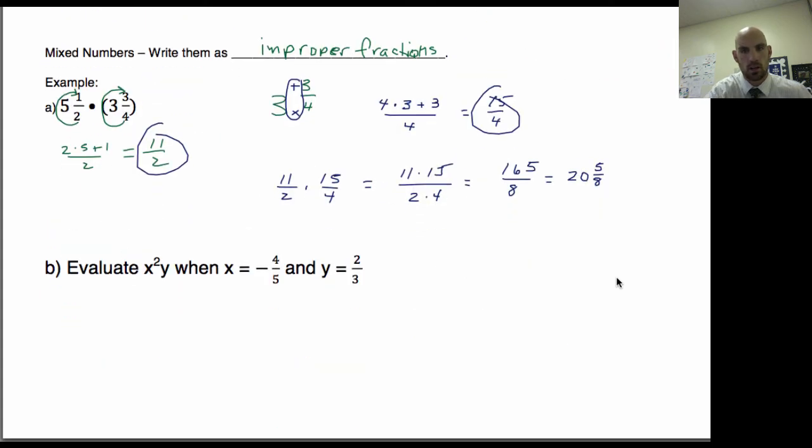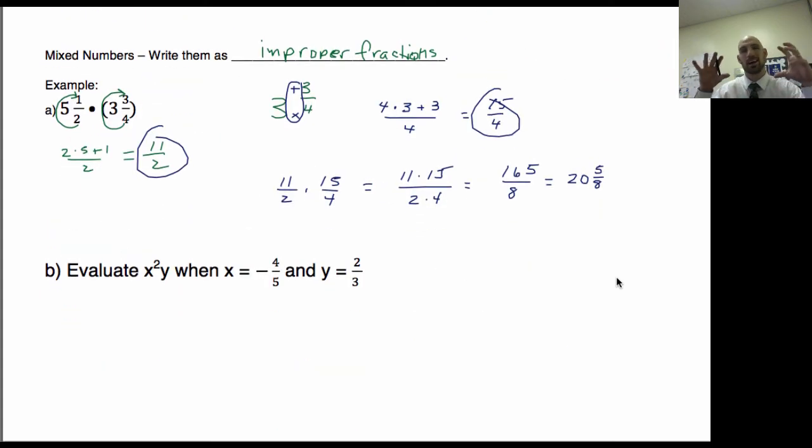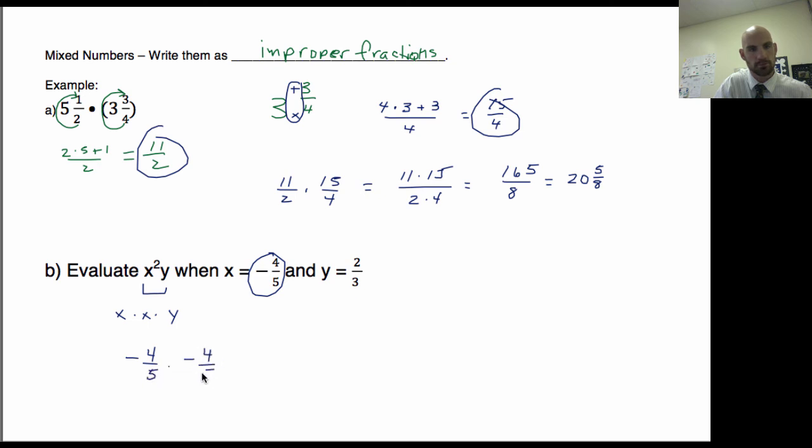Multiply tops and bottoms. Let's do a little bit of algebra kind of stuff here. Don't be afraid, just algebra. Just meaning letters, standing for numbers. I've got x squared y, which means x times y. So I've got three fractions here. Let's notice what happens. And x is -4/5. So I'm going to have -4/5 times -4/5 times 2/3. Same exact process.